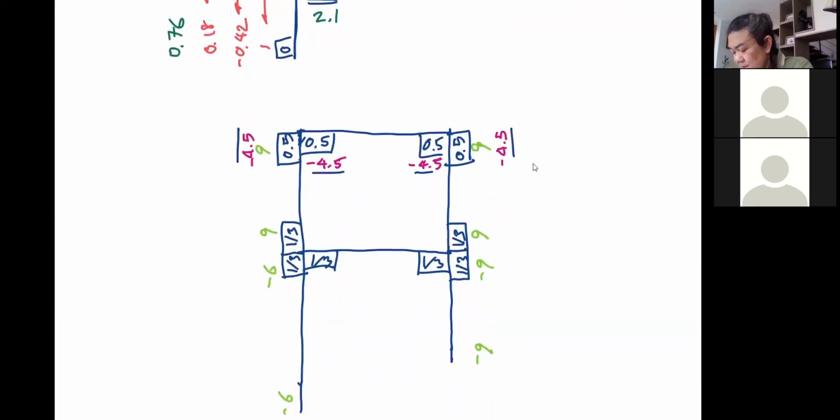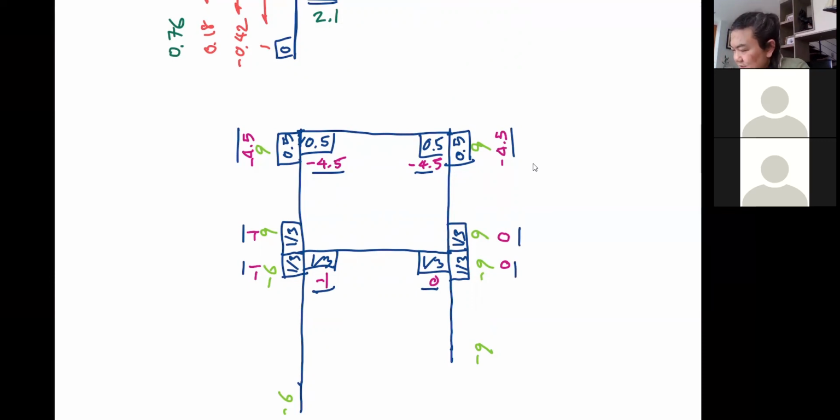Now we come to the middle joint. Here we have minus 6 and plus 9, so essentially that's plus 3. So it's just minus 1 for each, and that's 0, pretty convenient. If you want to complete the cycle, 0, 0, and 0. Not that big of a deal, right?